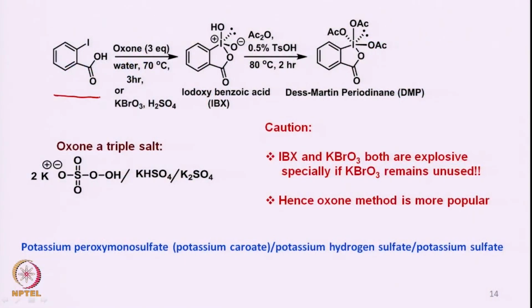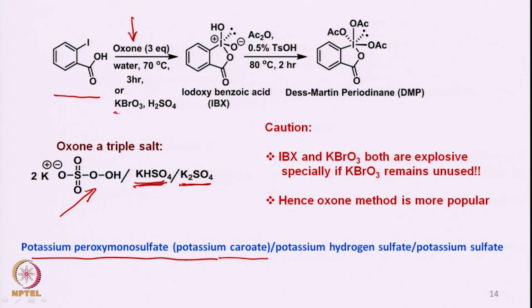How is this reagent made? You start with orthoiodobenzoic acid and react it with oxone. Oxone is nothing but a triple salt. Basically the oxidizing agent is this potassium peroxymonosulfate, also called potassium caroate, and the other salts are only added to stabilize the long shelf life of this oxone and also help in maintaining the reagent in a proper way. So this oxone is reacted with this orthoiodobenzoic acid.